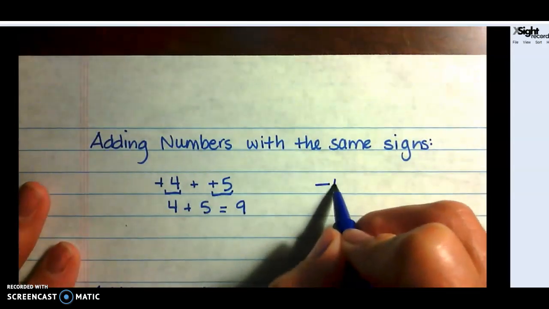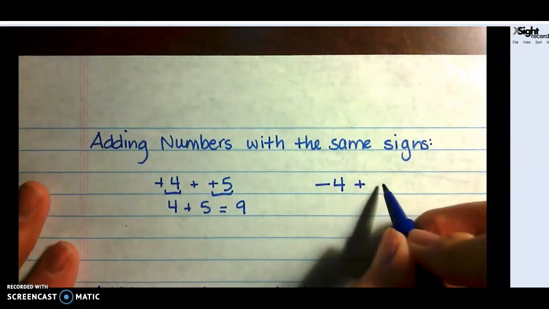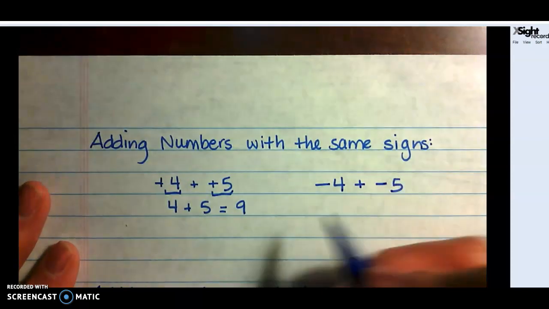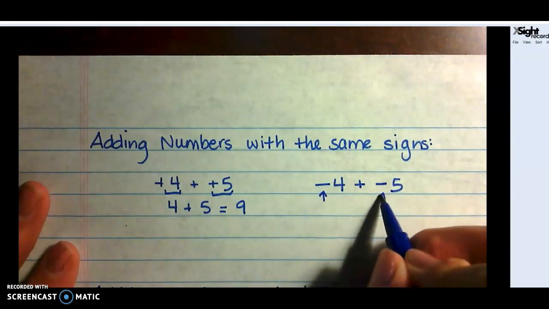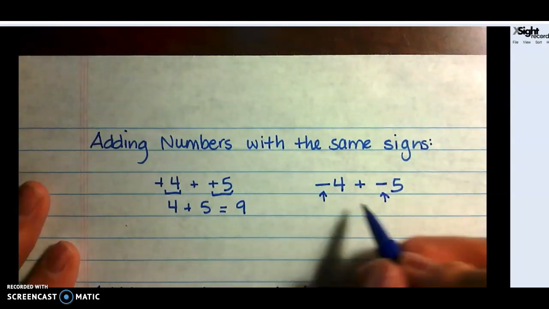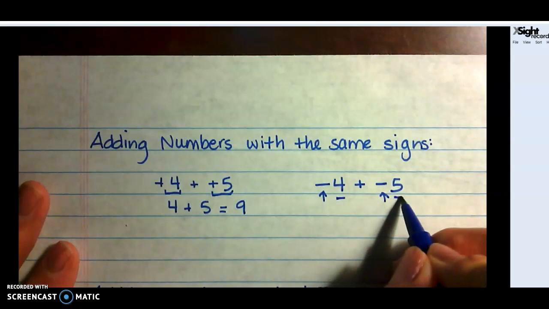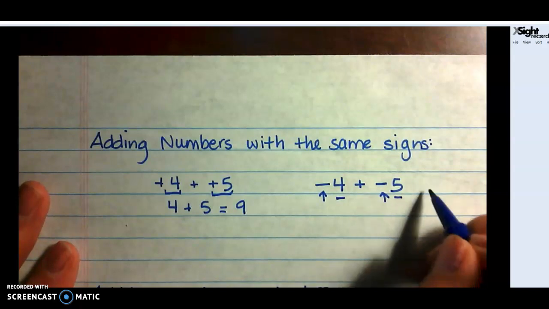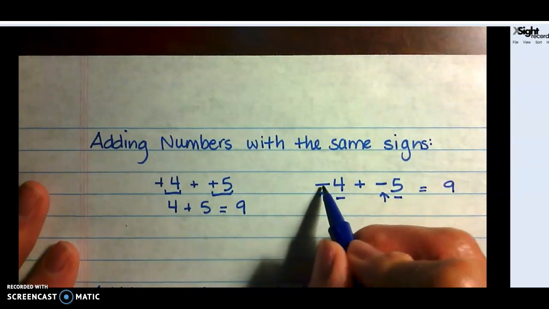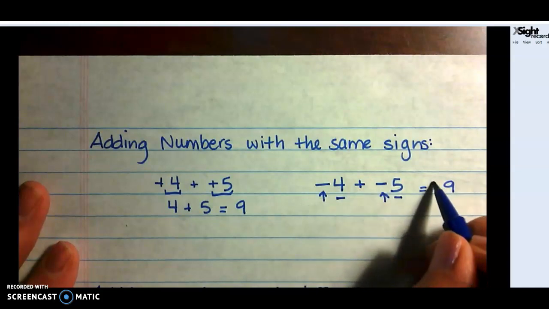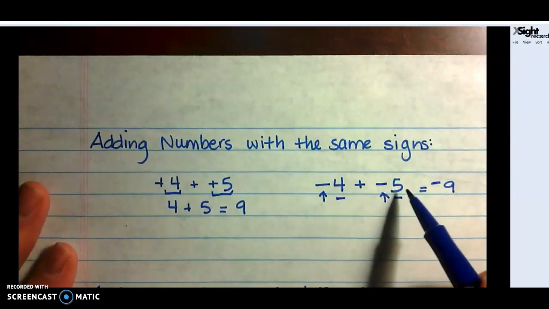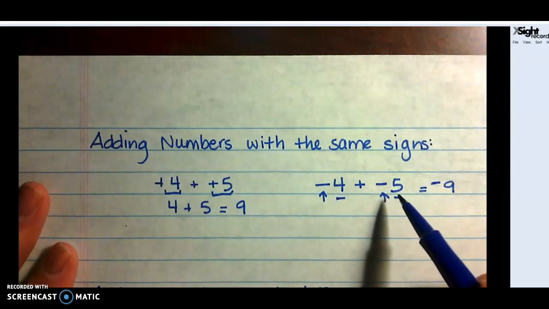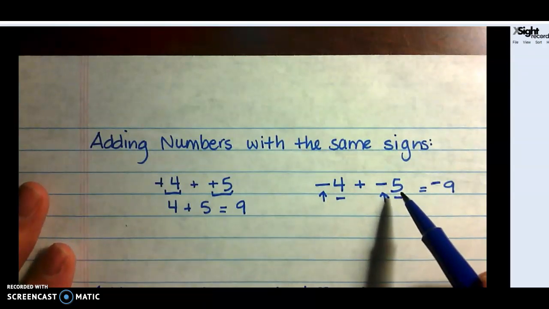If I have a negative 4 plus a negative 5, both of the terms have the same sign. They're both negative terms. So I'm going to add the 4 and the 5, and I get 9. But because they're both negative, my answer has to be negative 9. If both of your terms are negative, there's no way you can get a positive answer.